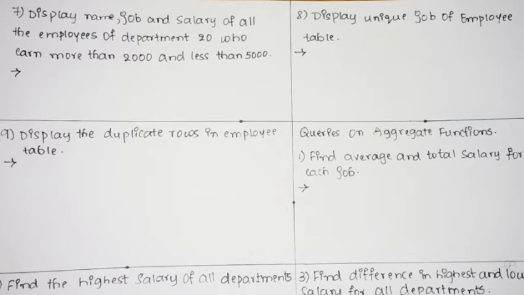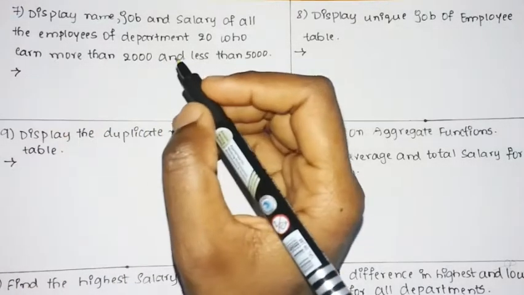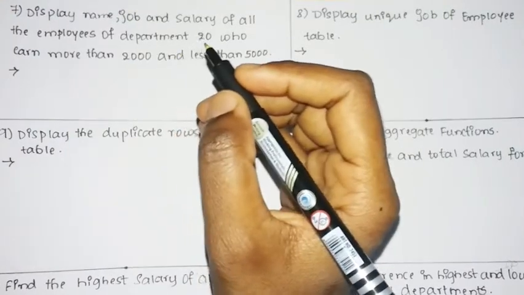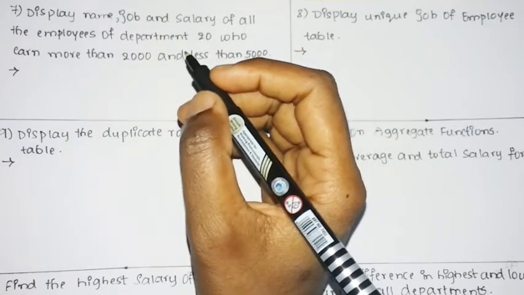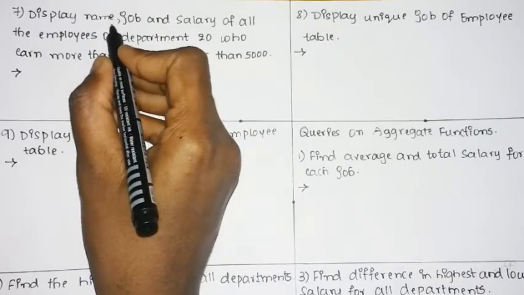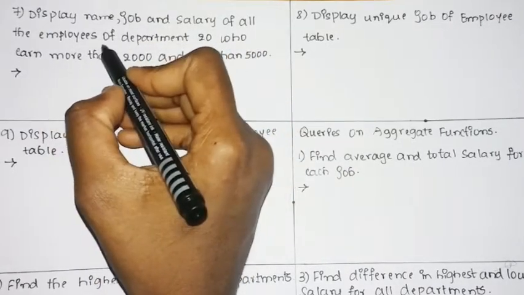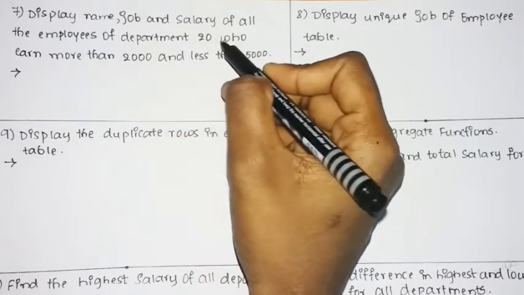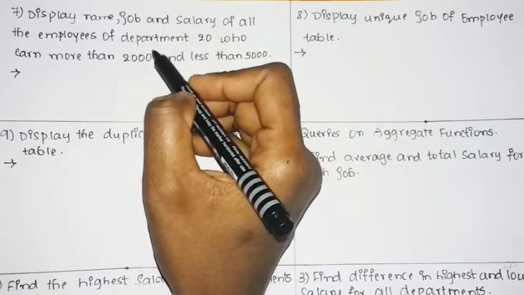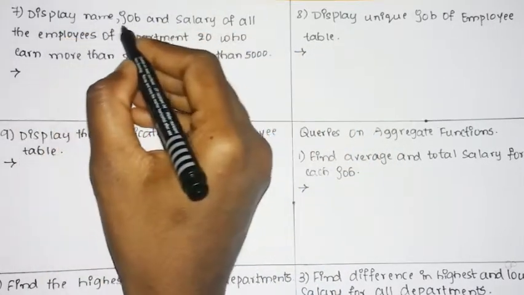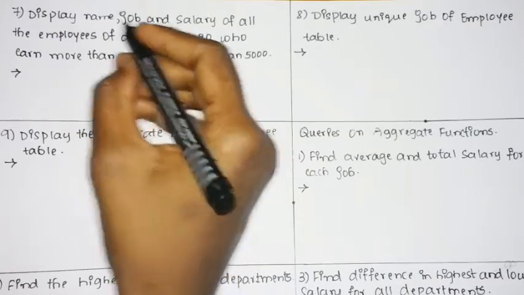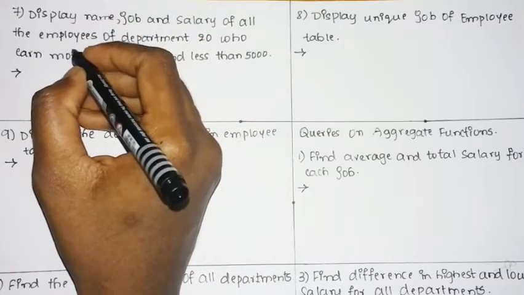You need to display the name and the job. So first you need to see, with the help of a query, what you need to display. You need to display the employee name as well as the job and the salary for all the employees of the department 20. So you need to break the statement. First you need to choose what you need to display. With the help of a select clause, you can say select.